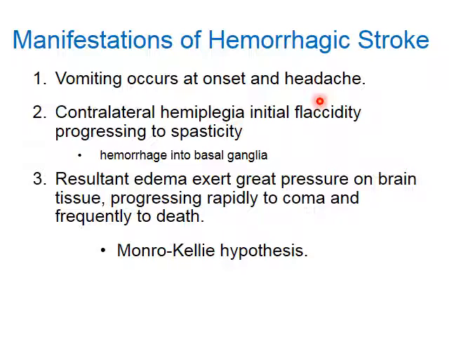We usually see a contralateral hemiplegia and an initial flaccidity, meaning that the arm or the leg on the side that we're talking about goes flaccid. It's like it flops all over the place. And then it will progress with spasms in it. So it starts with flaccidity and then progresses with spasticity. And this is usually due to a hemorrhage somewhere in the basal ganglia.